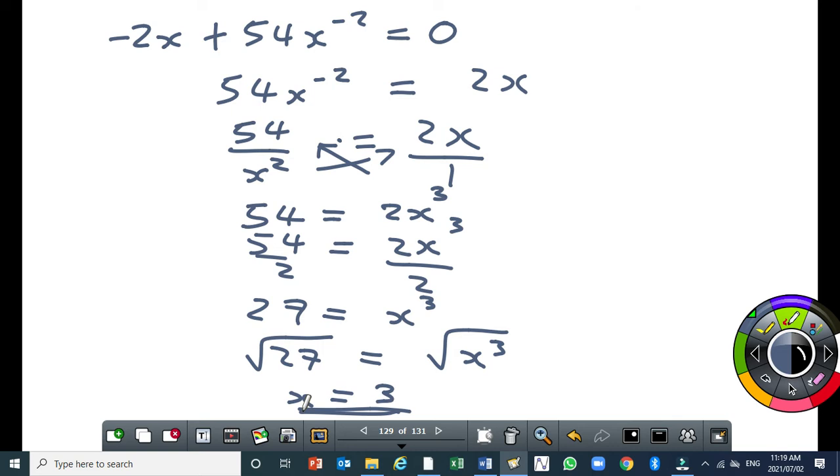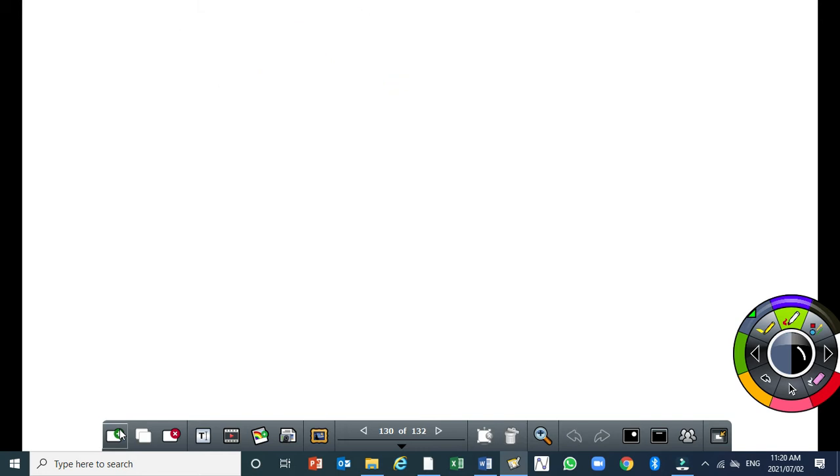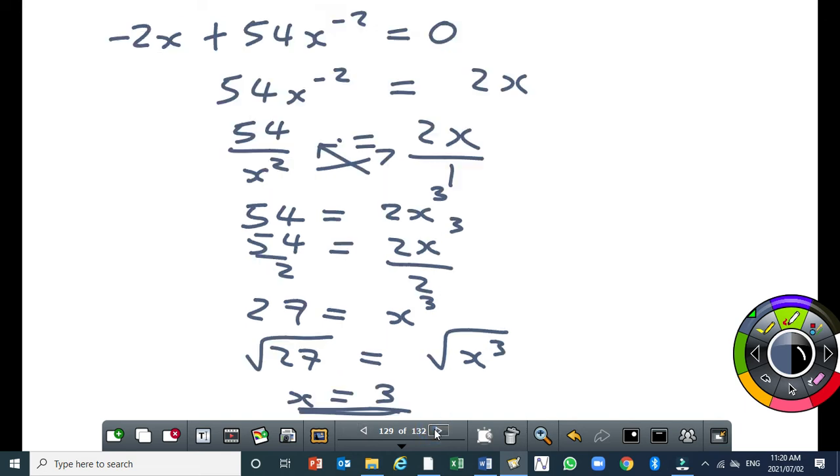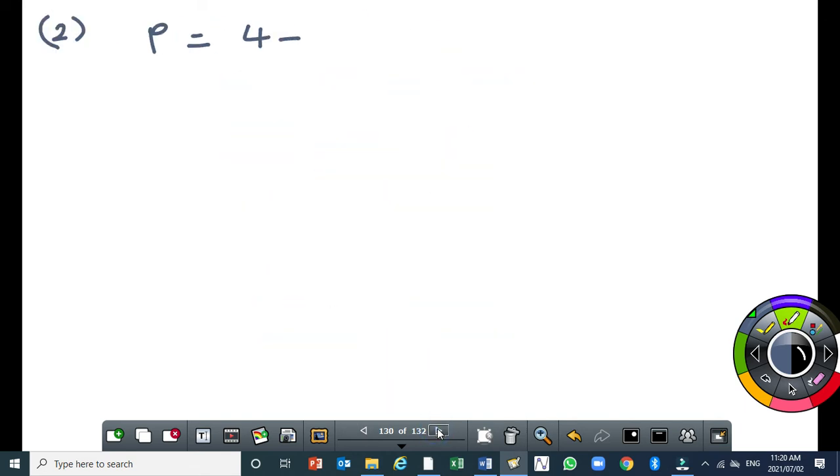Anyone who has got any question? If you don't have a question, then let's move on to find p. Now, the minimum value of p, it means we need the original equation for p. Right? So, number 2, it's p equal to 4 minus x squared minus 54 over x squared. Like that.